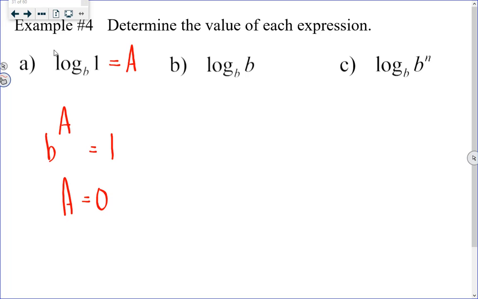With that in mind, what's our answer in B? I don't want anybody to type anything in the message window. I just want everybody to think about what I've told you about logarithms so far. And in the message window, if you know what the answer to B is, if you know what this is equal to, type the word yes.